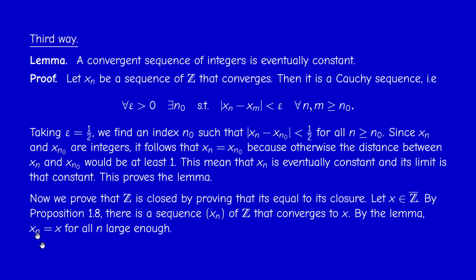And by the lemma, then xn is equal to the limit, it achieves the limit for n large enough. And now, since xn is an integer, then x is an integer. So we took an arbitrary element in Z bar, and we proved that it must be in Z, and therefore we have Z bar contained in Z, and so we have equality, and therefore Z is closed. Okay. So maybe you find this a little bit lengthier than the first and second way, but there's an important idea which is useful. It shows us that a convergent sequence of integers is very special.